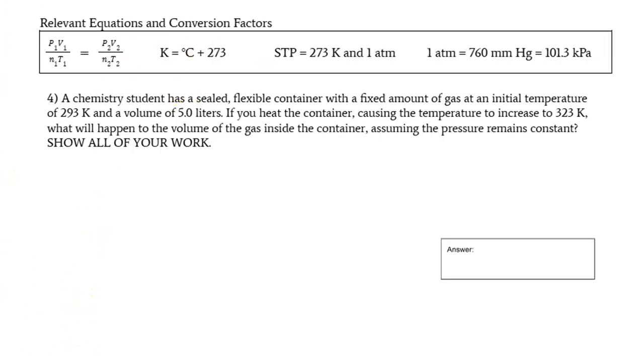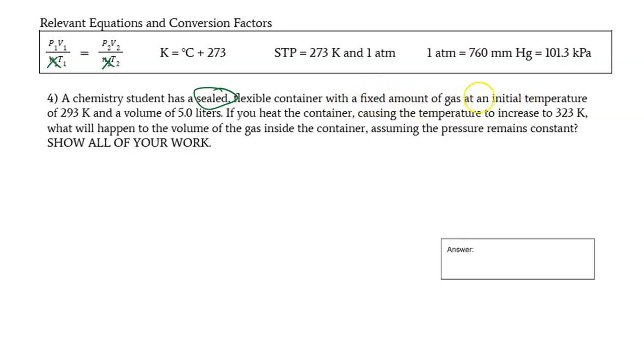So a little less talking, a little more writing. So we've got P1 V1 over N1 T1 equals P2 V2 over N2 T2. So we have a chemistry student who has it sealed. That means N is constant. Flexible. That means V is not constant. Container with a fixed amount of gas.